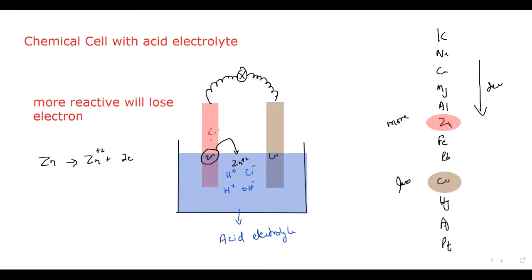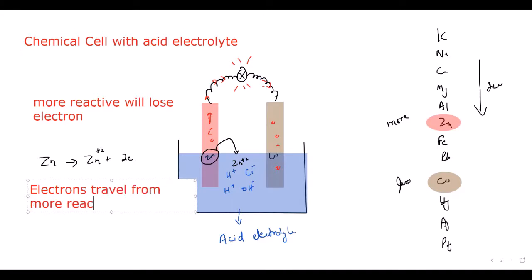The electrons lost by the zinc travel through the wires, and when they travel through the wire and through this lamp, the lamp will light up, and these electrons will be on the surface of copper. So the more reactive metal will lose electrons first, and the electrons travel from the more reactive metal to the less reactive metal.